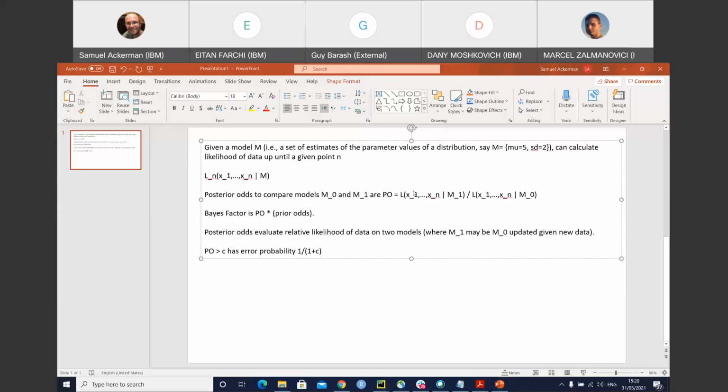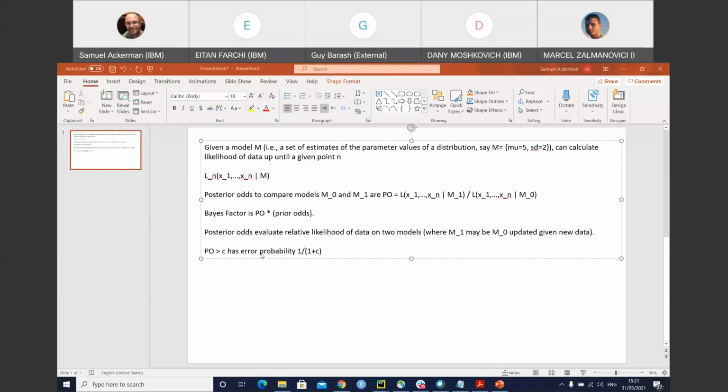Okay. So one thing, Sam, can you give us an intuition about why it has this property that if this ratio is bigger than C, then the error probability is 1 over C? Well, I have to look a little bit into this, but it has to do with the fact that this is a ratio of likelihoods.